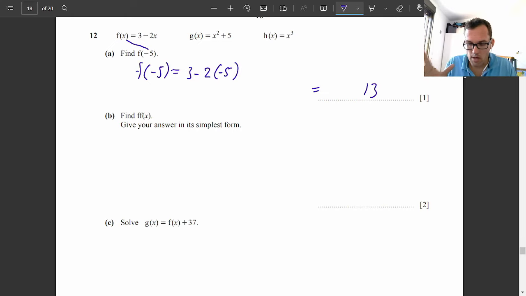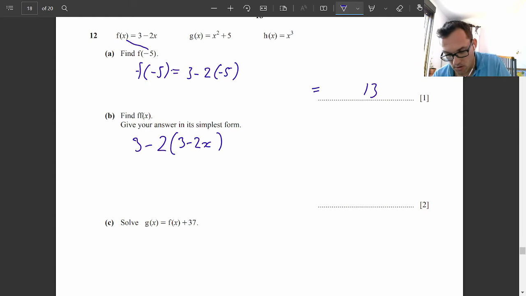That means we need to write down the function of f, which is 3 minus 2x. But then instead of the x, we need to put the function of f again. So let's take the x away. And where the x is, we put 3 minus 2x again. That's the function of the function. So you write down the function of x, and then you put it into the function.